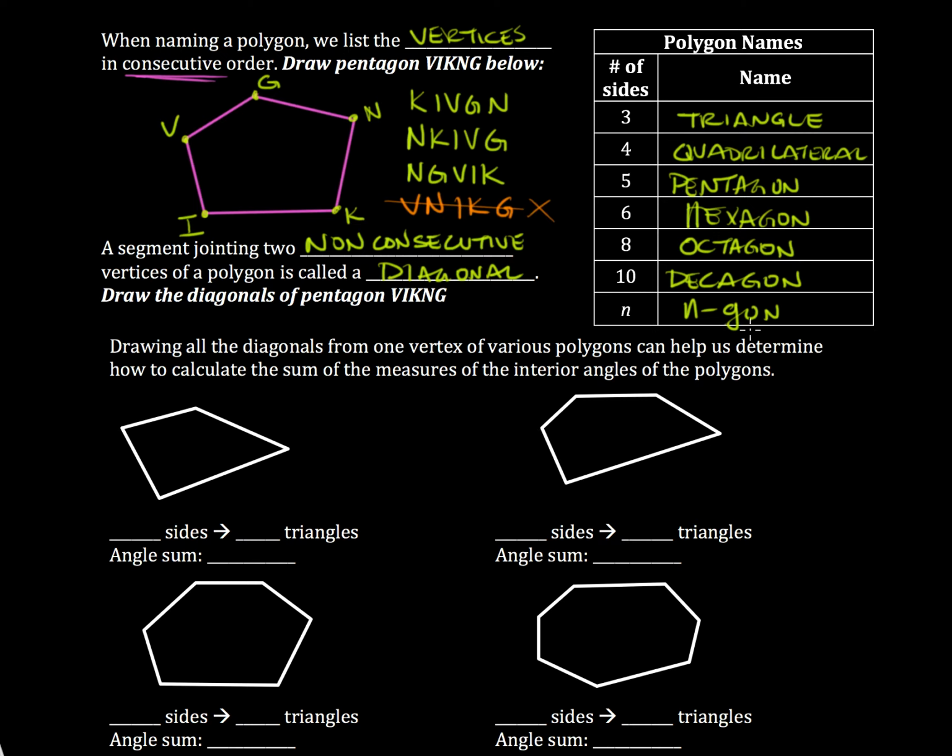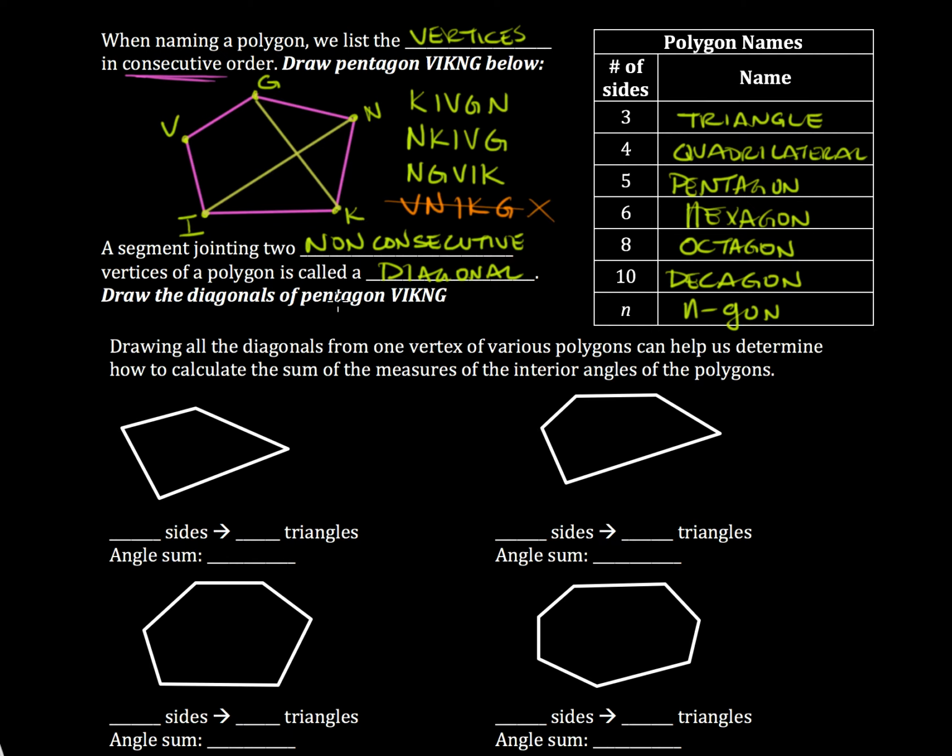So that's the naming of polygons. Another term you need to know about polygons is what if you connected, let me grab a different color here, 2 non-consecutive vertices? So if I connect vertex I to maybe vertex N right here, or if I connect vertex K to vertex G, those lines that I just drew there are called diagonals of the polygon.